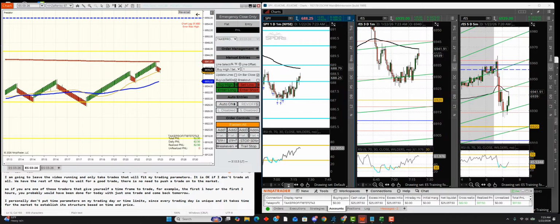So the VWAP was 69.42. We're down to 39 right now. So 36, 38.